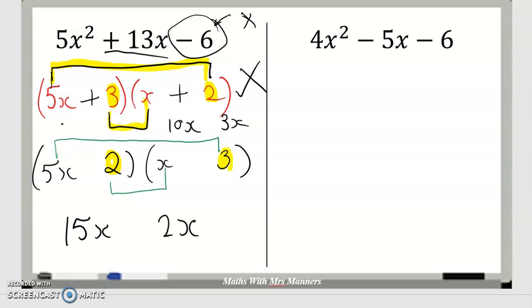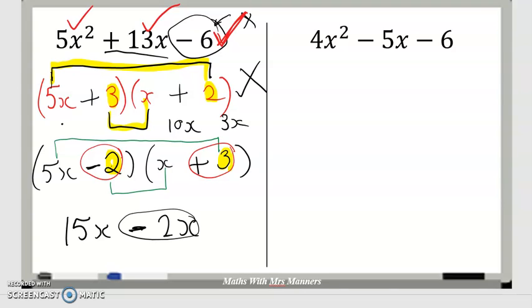And if I want positive 13, well, I'll just subtract the 2. And that means if I want to subtract this 2x, the 2x comes over here from multiplying 2 by x. So I'll make that negative, and I'll make this term positive. And now what I have, if you check these last terms, the minus 2 and the positive 3 will now give me the minus 6 that I need. I also have already checked the 13 by doing 15 minus 2x, and I've already checked the 5x by doing my starters.